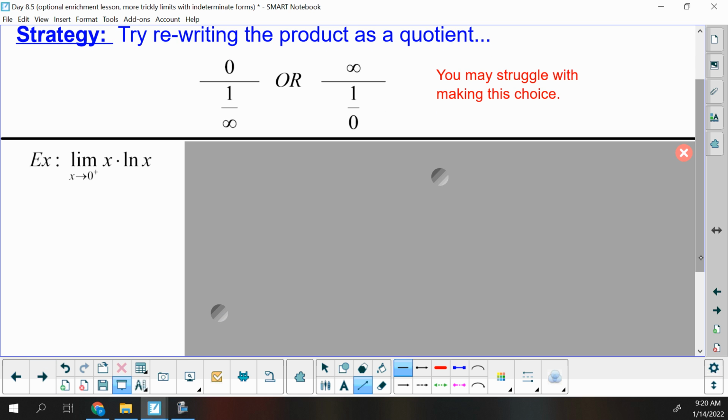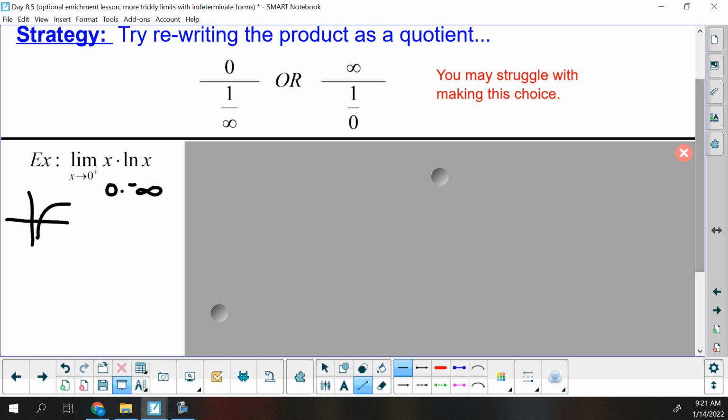So first off, we're going x approaches 0 from the right. It's got to be 0 from the right and not just 0 because of our natural log function. So this is our graph of natural log. So x, as we approach 0 from the right, is just 0. Natural log, when we approach 0 from the right, is negative infinity. So that's our indeterminate product of a 0 times one of our infinities.